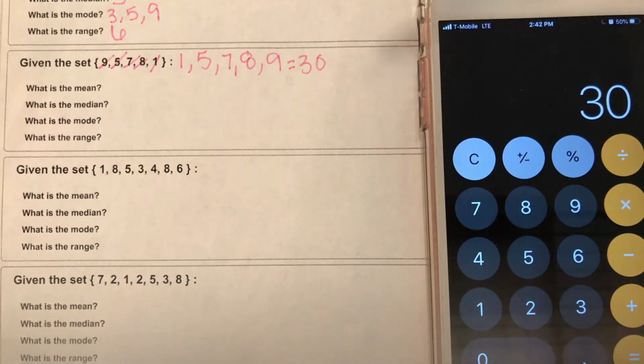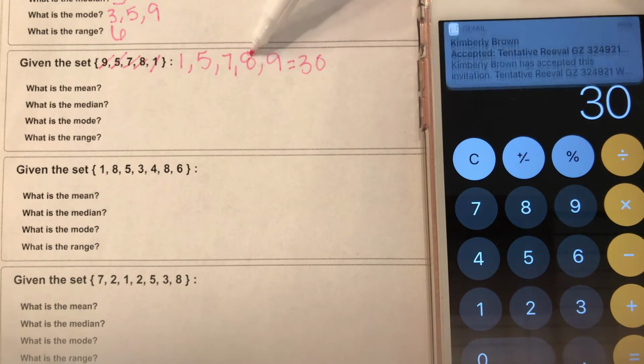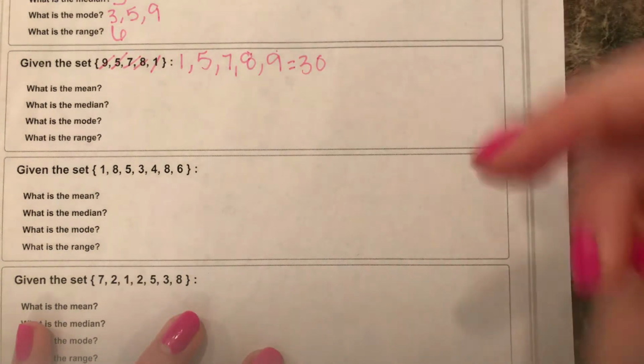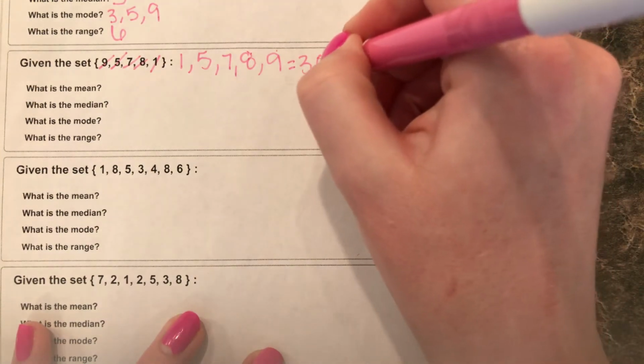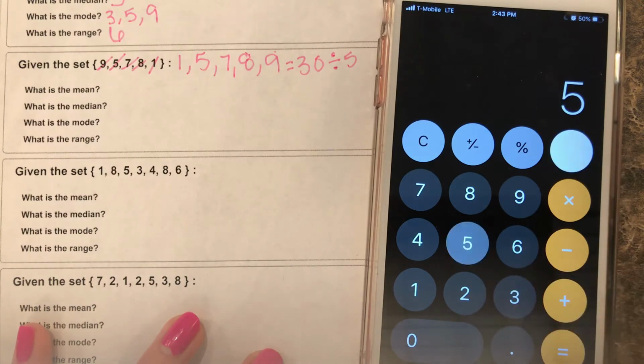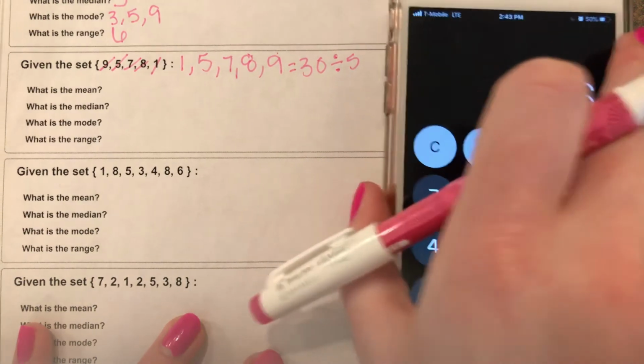Step 2, divide by the number of numbers. So we had 1, 2, 3, 4, 5 numbers. So we're going to take 30 and divide it by 5. Six.